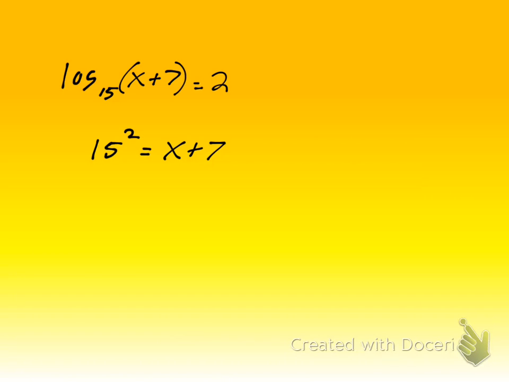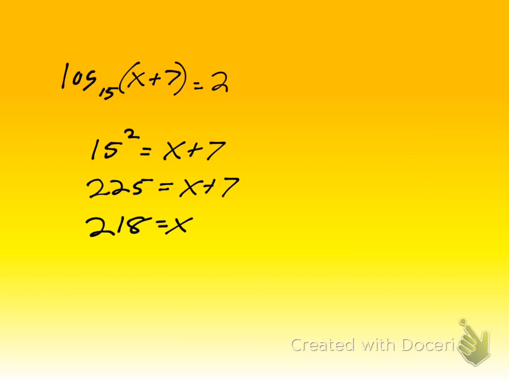And then you solve it. So it's 15 squared, 225. This big number is Haley's fault, just so you know. Alright? 225 equals x plus 7. Last thing, subtract 7. So 225 minus 7 gives you 218 equals x. Okay. Make sense?